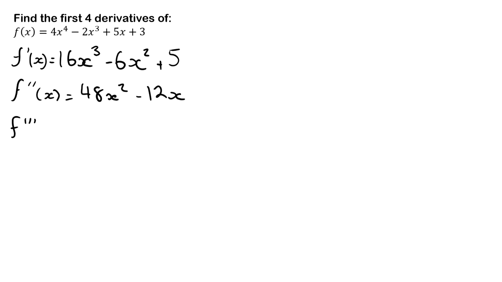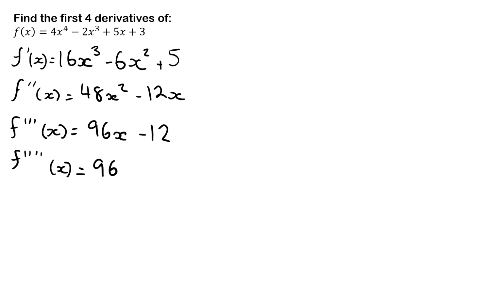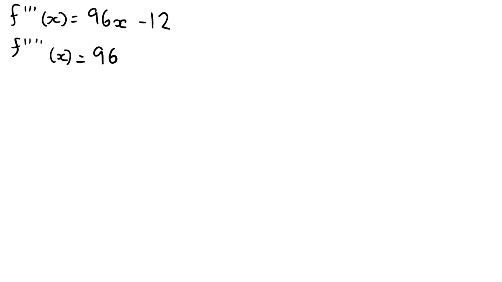We could then do our third derivative. 2 comes out the front, so we get 2 times 48, and then we get minus 12. And then lastly, we'll do our fourth derivative. We get 96.